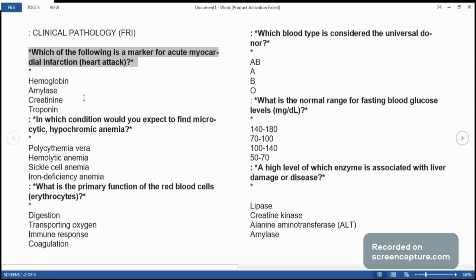Number two, in which condition will you expect to find microcytic hypochromic anemia? Now, anemia is classified in multiple different ways, either etiologically or by how it presents. Anemia has to do with red blood cells, the hemoglobin in red blood cells. Now, this is the thing.